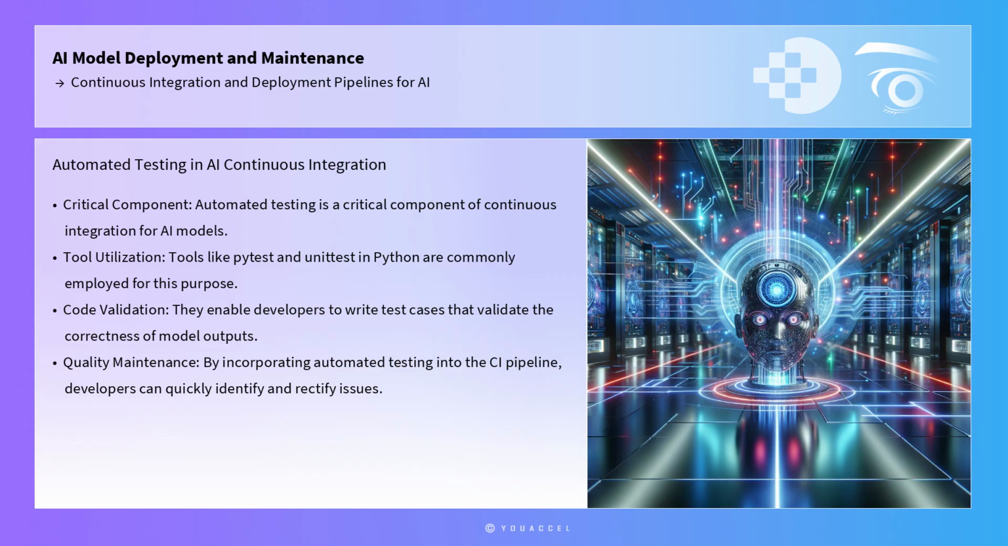Automated testing is a critical component of continuous integration for AI models. It involves the use of scripts to automatically test the functionality and performance of models whenever changes are introduced. Tools like PyTest and UnitTest in Python are commonly employed for this purpose. They enable developers to write test cases that validate the correctness of model outputs, ensuring that new code commits do not inadvertently degrade model performance. This is particularly important in AI development, where even minor changes can have significant impacts on model accuracy. By incorporating automated testing into the CI pipeline, developers can quickly identify and rectify issues, thereby maintaining high model quality.